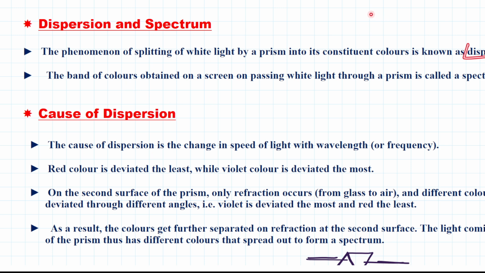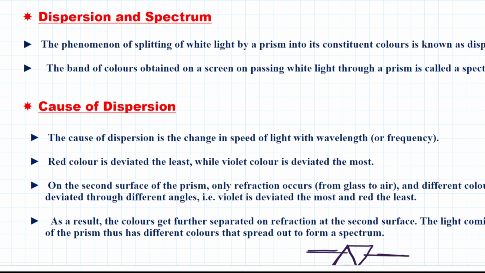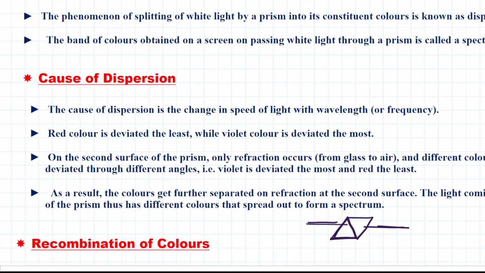And the band of colors that is obtained on the screen is termed as, or known as, spectrum. That is, the band of colors obtained on the screen on passing white light through a prism is called a spectrum.